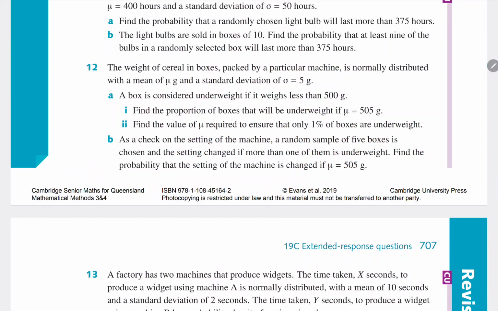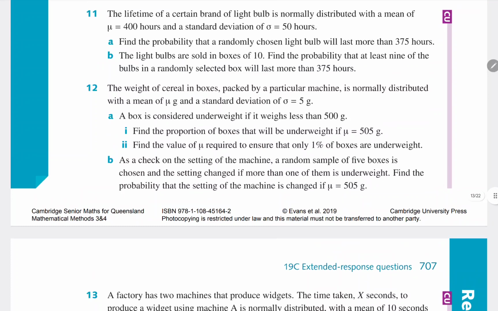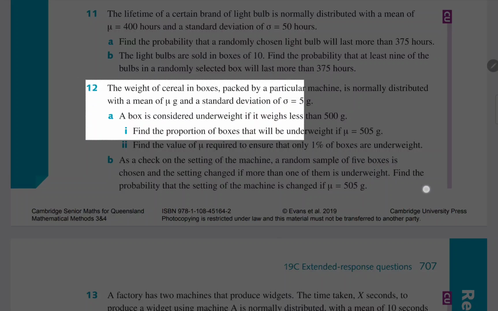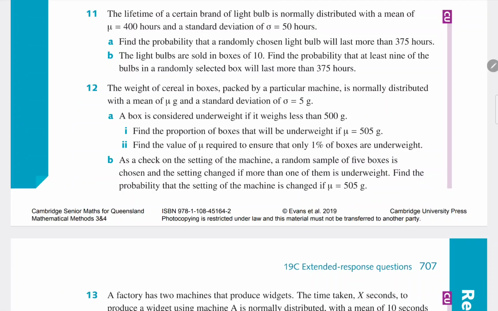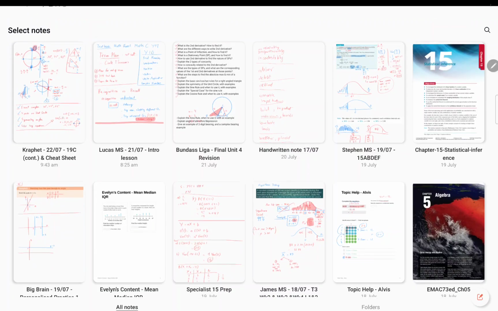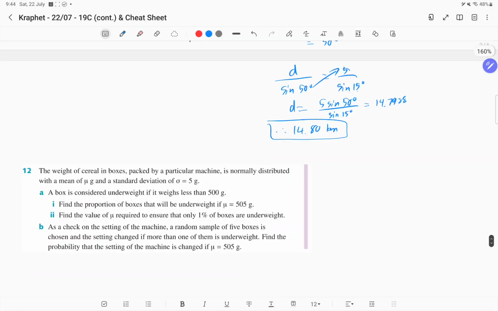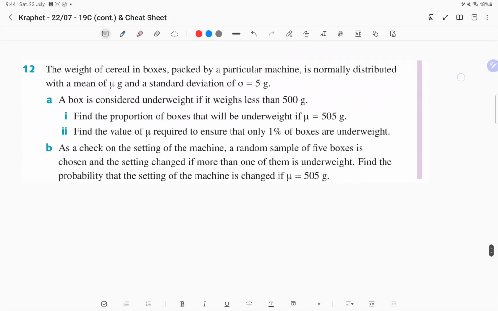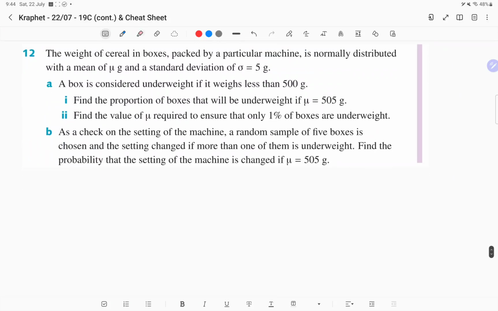Let's see. A cereal box is underweight if it's less than 500. Find the proportion of boxes that will be underweight if mu is 505. Find the value of mu required to ensure that only 1% of boxes are underweight. Yeah, this one is definitely complex and familiar. The weight of cereal in boxes packed by a machine is normally distributed. Keyword: normally distributed, mean unknown, standard deviation 5. So we only know the standard deviation, which is 5.